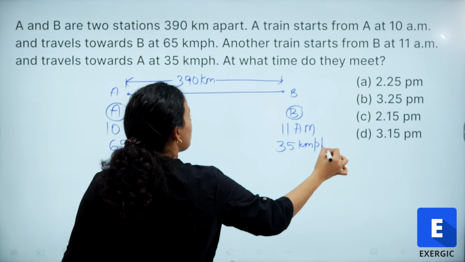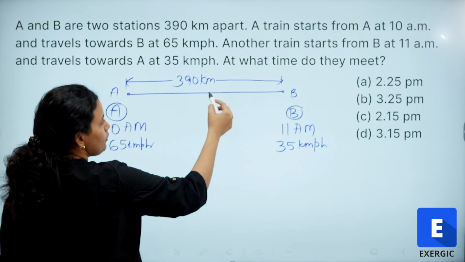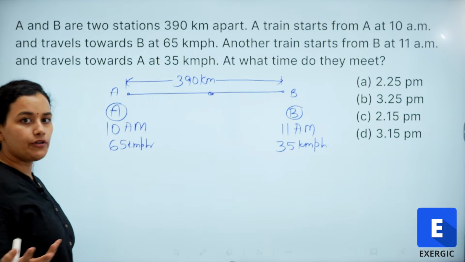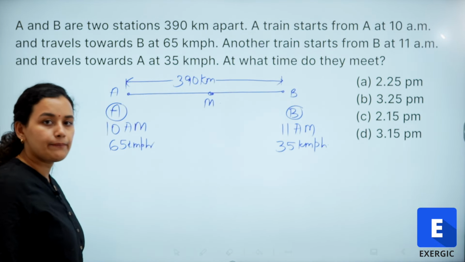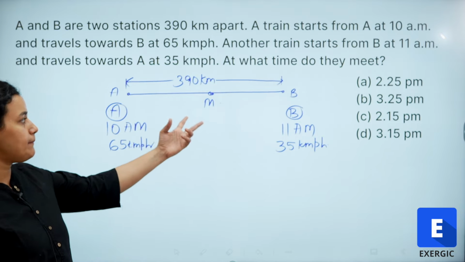And I want to find out where they meet, right? Somewhere they're going to meet. So where are they going to meet, right? At what time do they meet rather? Suppose the meeting point is M, so at what time do they reach here?